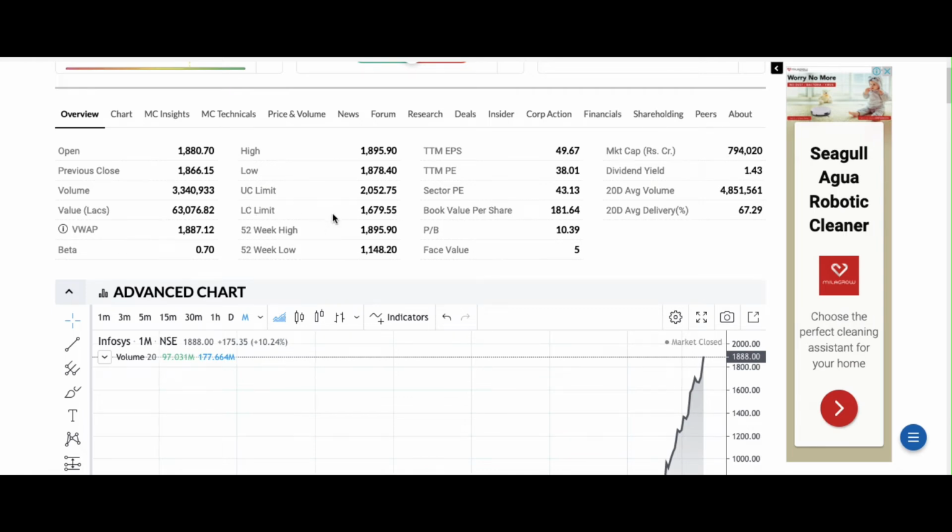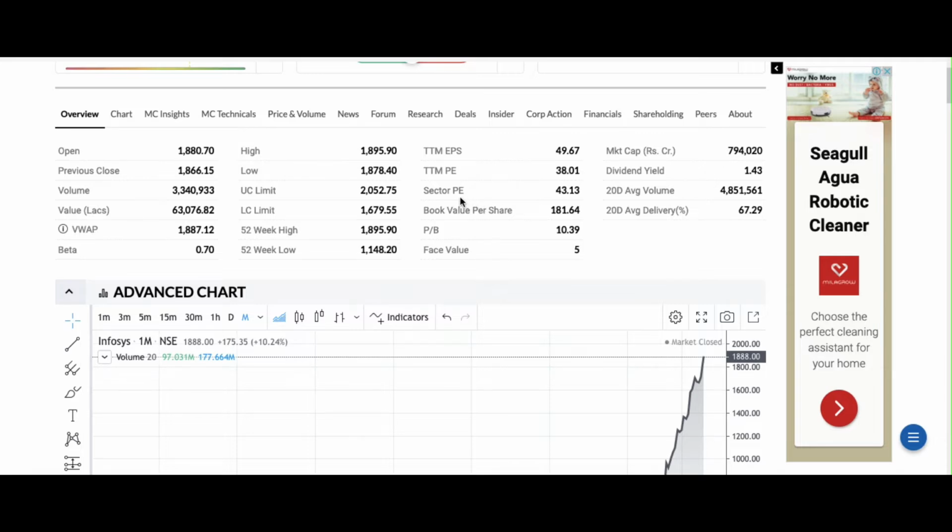So now you can see the fundamental parameters of the stock. If you see, the stock has a PE ratio of 38.01, which is pretty much less than the sectorial PE, which is 43.13. Now for all of those who are new to stock investing, stock market, and don't know the meaning of PE, I'll briefly explain what it means.